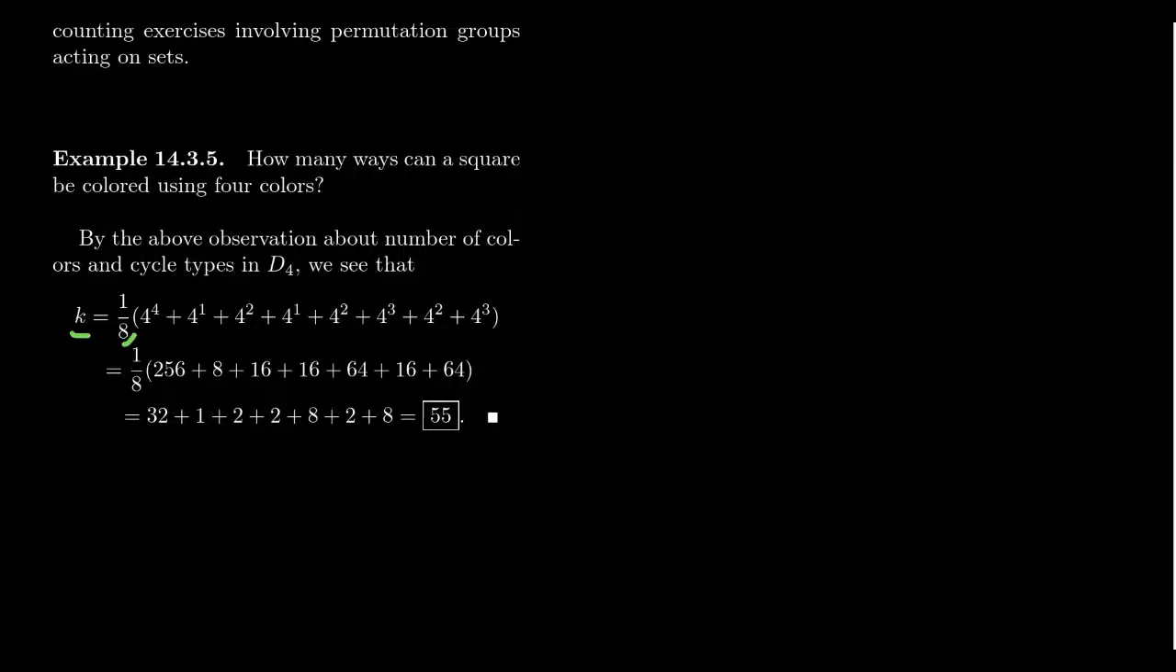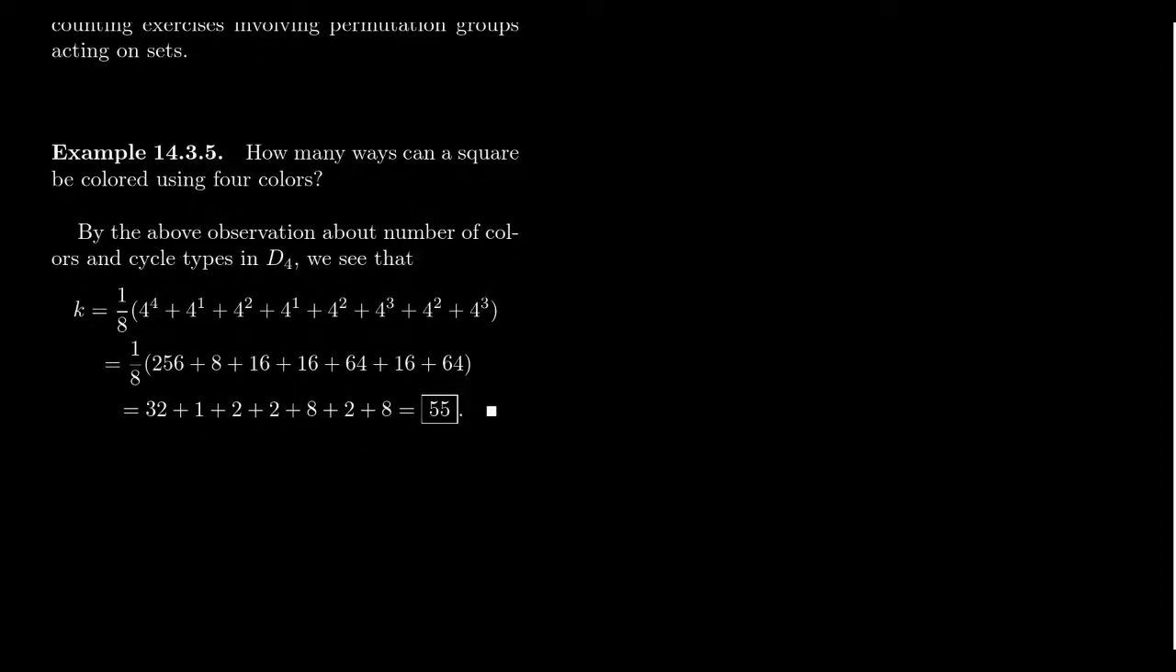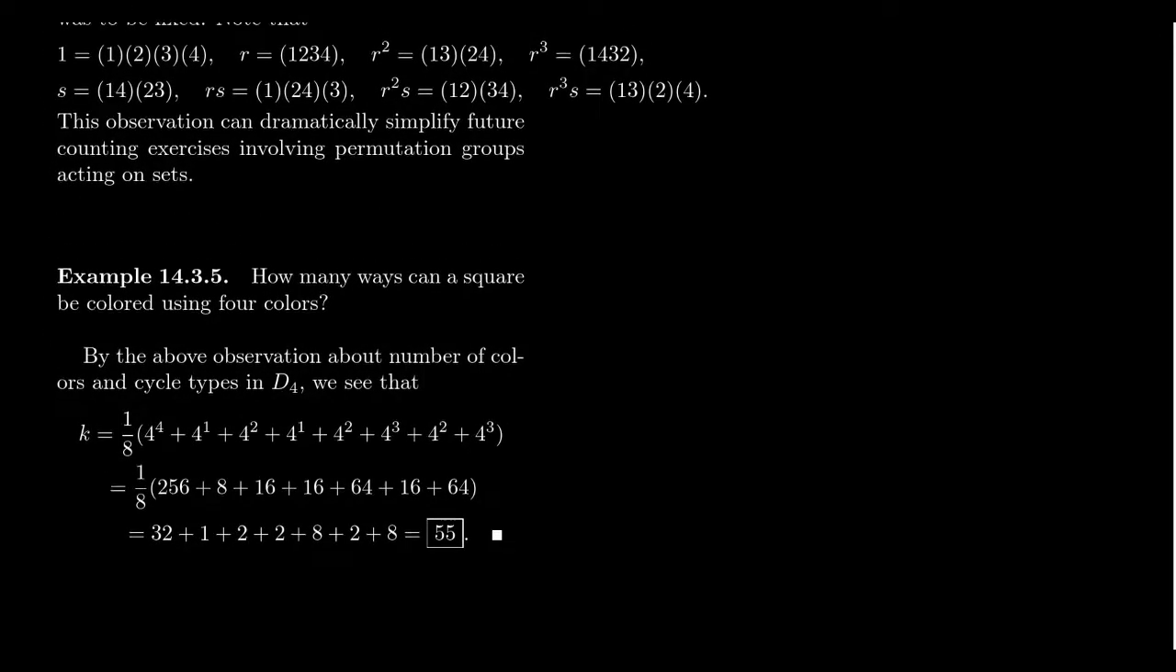Well, the group is still the dihedral group. It still has order 8, so you have this 1/8 in front. So then look at the stable set. Let's see if I can get this to fit on the same screen. Voila, we have all of the permutation decompositions of the dihedral group right here. So the first one, you have now 4 colors, but you still have 4 cycles. So you get 4 to the 4, that's going to be 256.